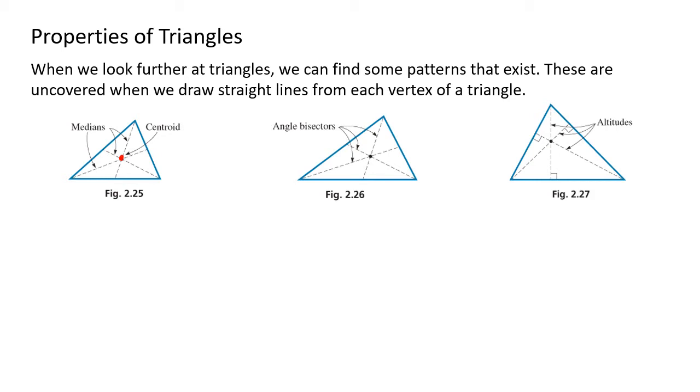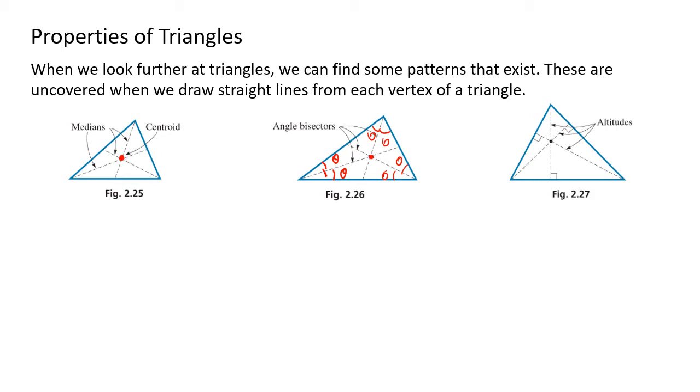The second item I want to talk about is if you draw lines, but instead it splits the angles in half. So these two angles are the same, these two angles are the same, and these two angles are the same. The corresponding point shows as a different center point than the centroid, and they meet at a common point. Each of these lines is known as an angle bisector.